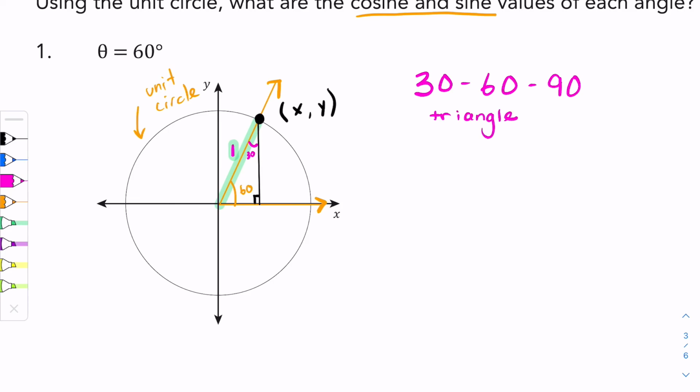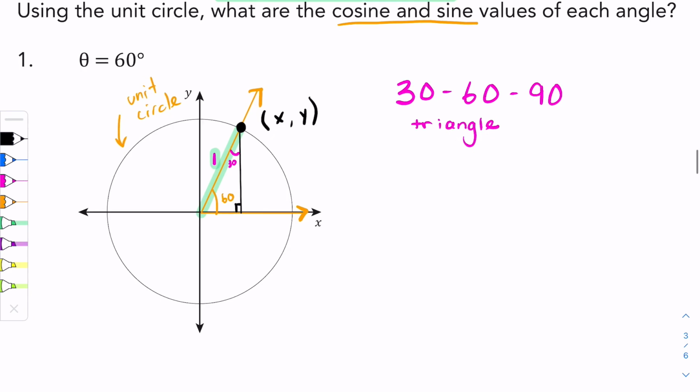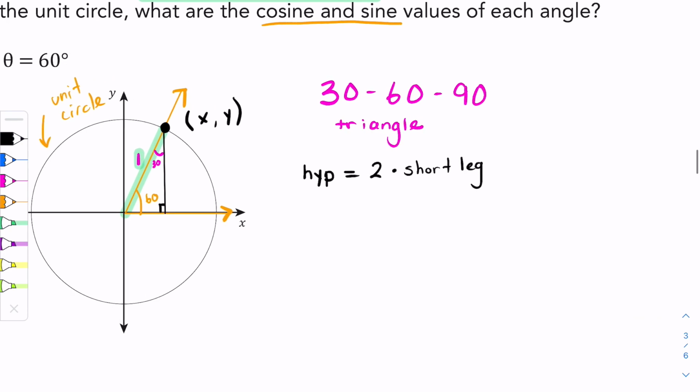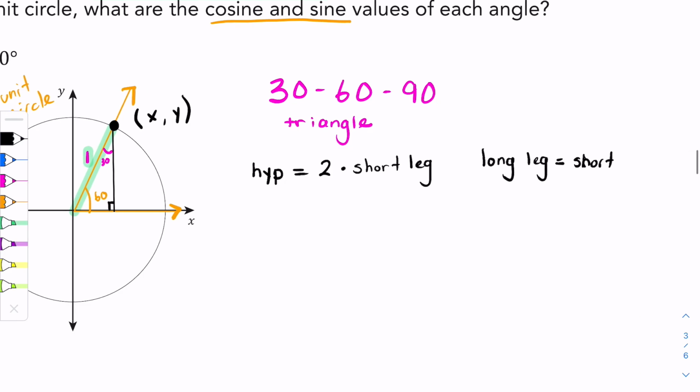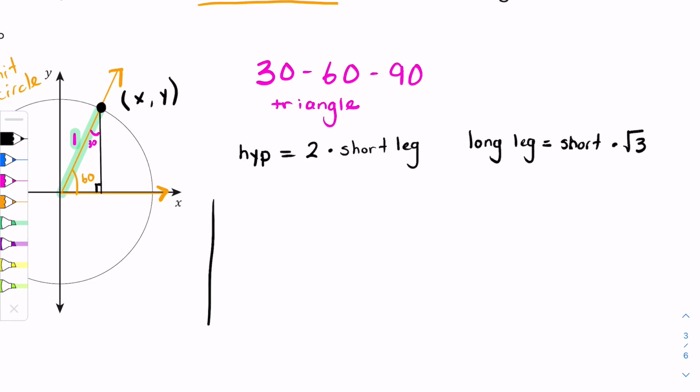And just to refresh your memory on the formulas that we're going to be using, in a 30, 60, 90 triangle, the hypotenuse is equal to 2 times the short leg, and the longer leg is equal to the short leg times the square root of 3. So we're going to use this triangle, and we're going to find our value of x and y, which is going to be our cosine and sine value. I'm going to redraw this triangle just so we can clearly see it.